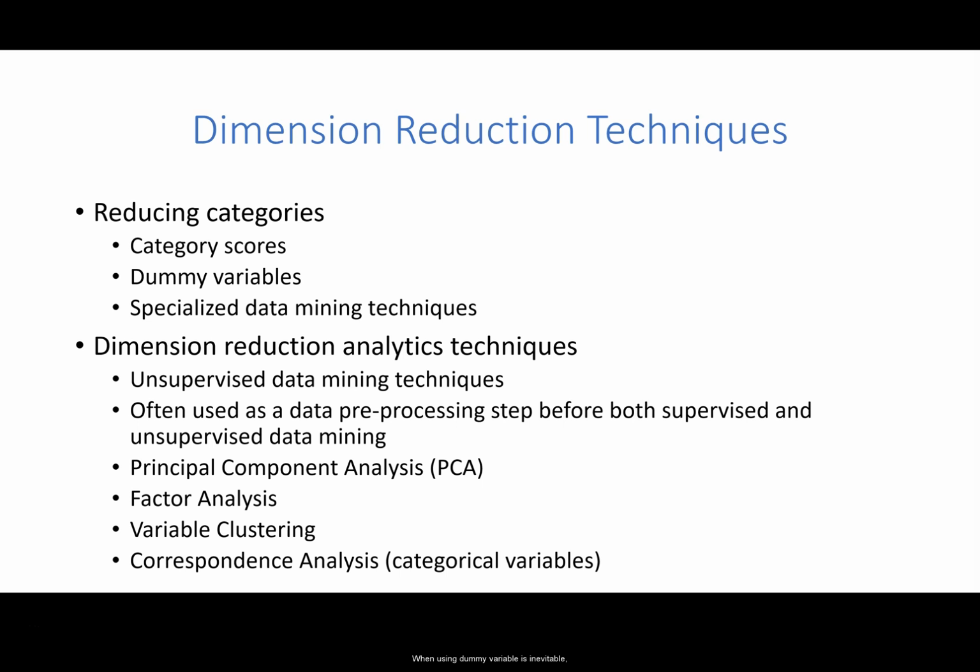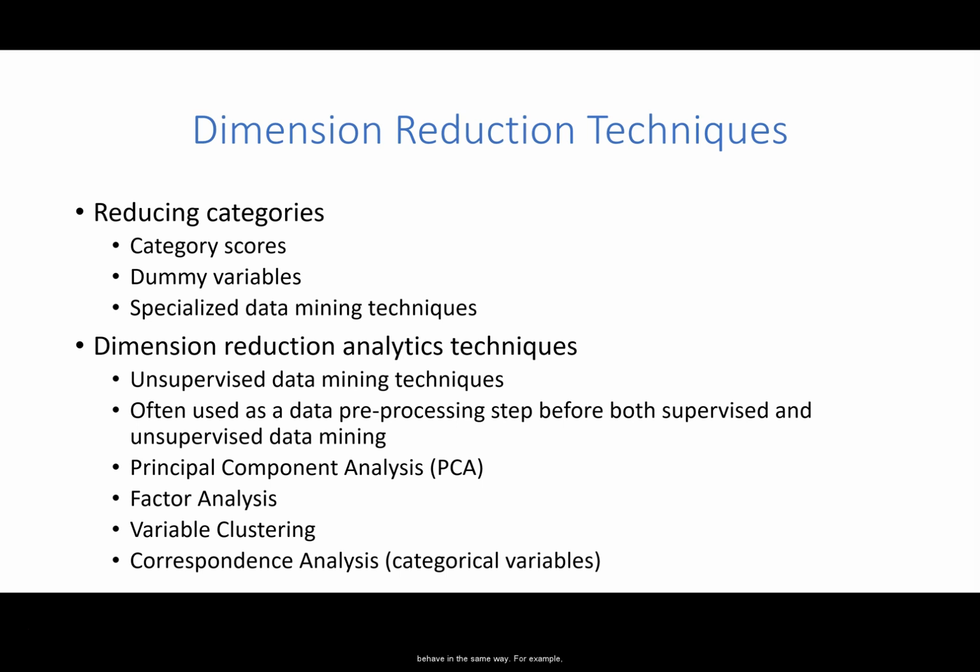When using dummy variables is inevitable, we can still try to minimize the number of dummy variables to create. For example, some categories may contain very few observations, and creating a dummy variable for these categories separately will only dilute the data unnecessarily. You can combine these categories and create a dummy variable called others to represent whether the observation belongs to one of these rare categories.